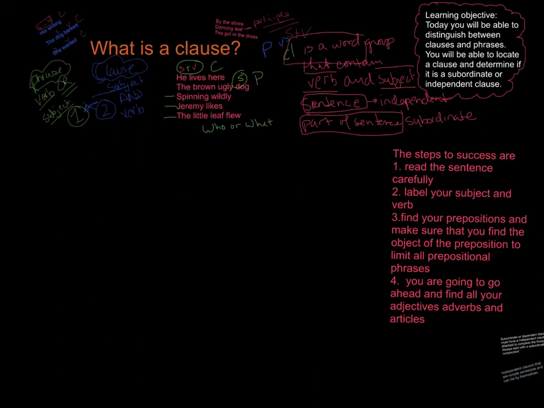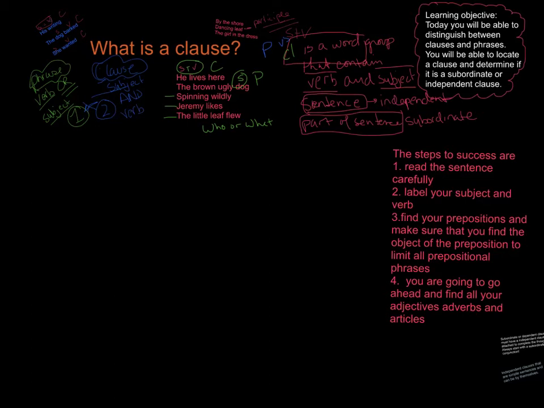All right. As we already indicated, today our learning objective up here in the corner is that we are going to be able to distinguish between clauses and phrases, which we've already done, and you've done a good job. Now you have to be able to find and locate a clause and determine if it is a subordinate or an independent clause. So that's what we're going to be doing right now. Is it independent or is it subordinate? Let's find out.